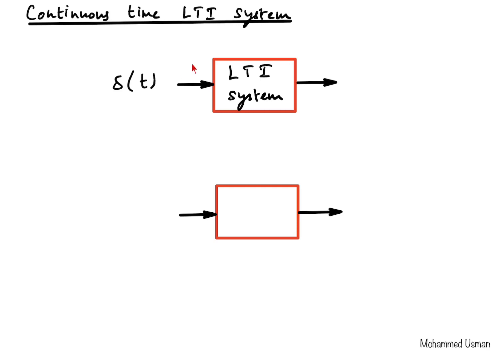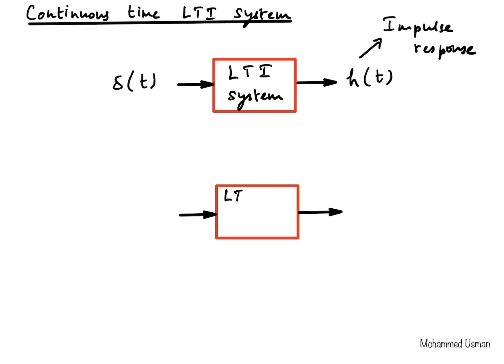The response of an LTI system when the input is a continuous time unit impulse function is the impulse response of the system, which we denote as h of t, in round brackets instead of h of n in square brackets. So this h of t is nothing but the impulse response of the continuous time system. Again, the impulse response characterizes the LTI system completely, which means it tells us everything about the LTI system.